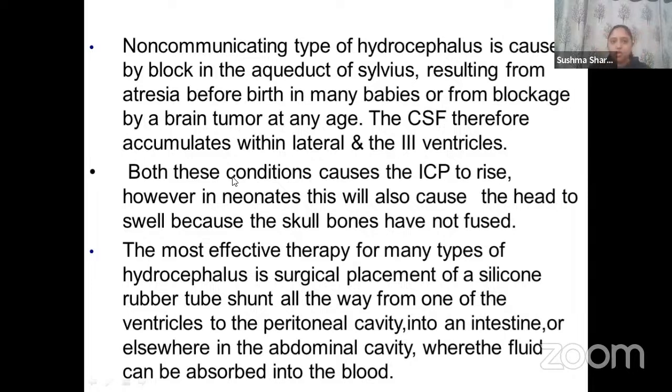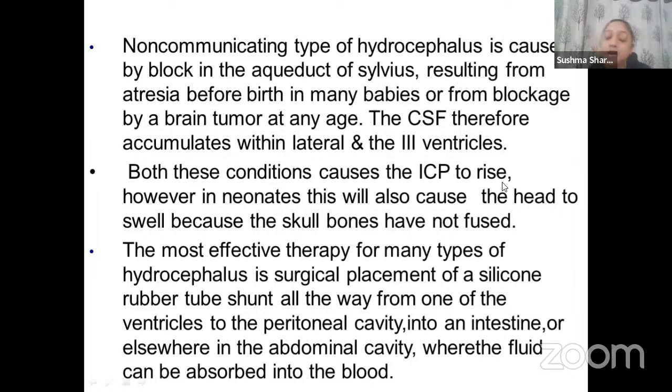This is called non-communicating. Communicating is when the CSF comes out of the ventricles as it enters into the subarachnoid space. That is where it gets collected. Somewhere here is the block. Now the CSF is constantly getting produced, but it is getting accumulated around the brain also, inside the brain also. But in non-communicating type, it's not even coming out of the ventricular structure, so it just remains over there. Correct? Both of these conditions will cause a raise in the ICP.